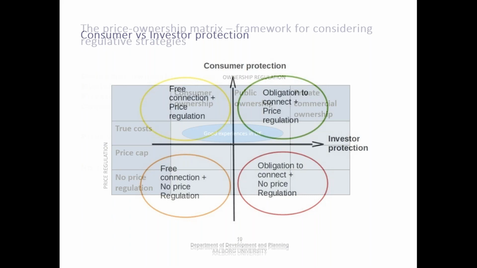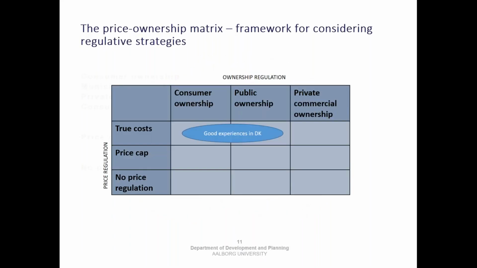When you consider price regulation, I think it is important to put this into perspective of ownership regulation. So in the left column, I have 3 basic types of price regulation. You can have what we call true cost, which is a regulation where you can only charge a price for the heat which corresponds to the cost of producing it. So basically, there's no profits in the system. And then you can have a price cap regulation, which maybe allows a certain degree of controlled profit. And then, of course, the third option is to have no price regulation.